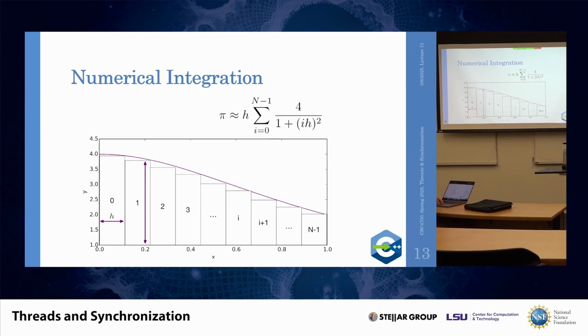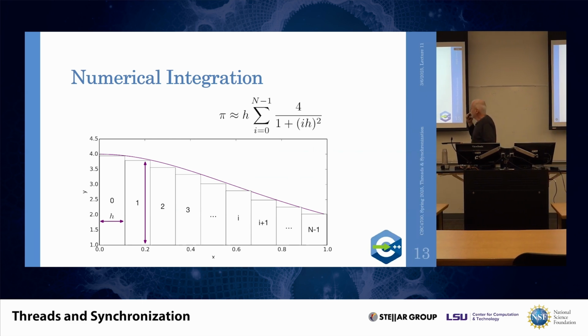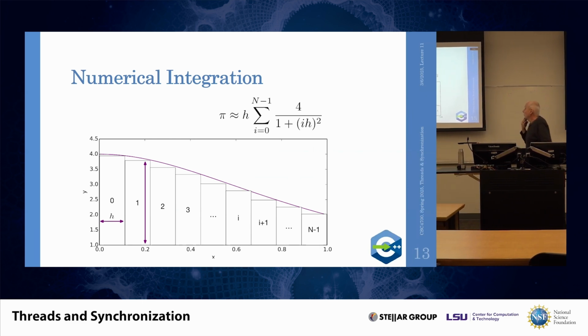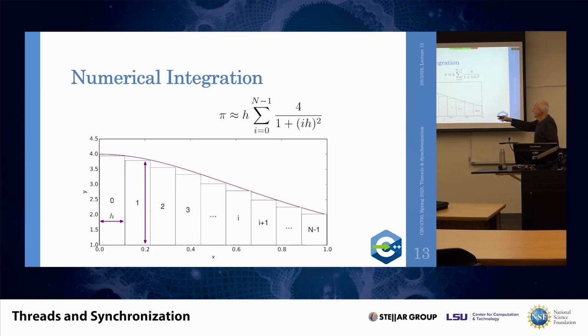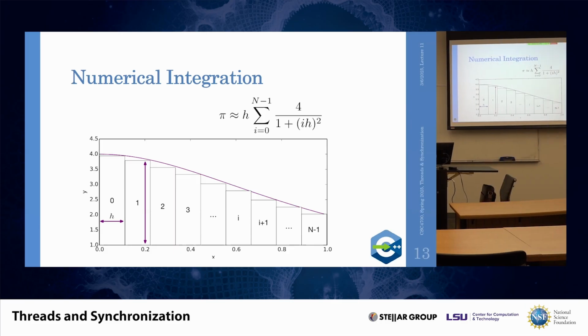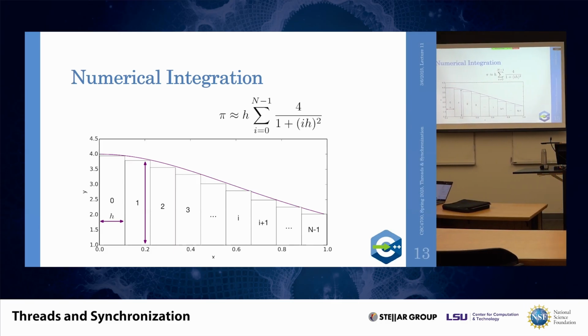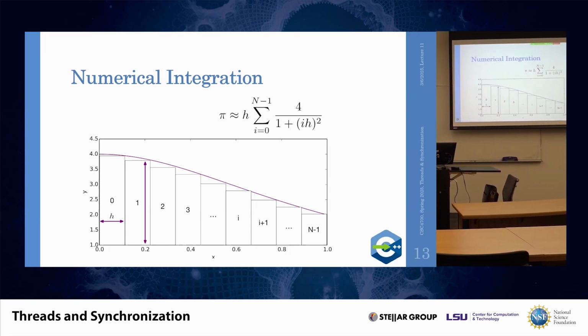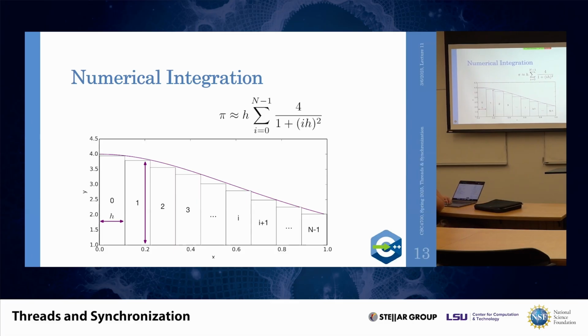Nothing surprising there. In other words, we can approximate pi by taking the sum of all of these rectangles, with i going from 0 to n minus 1, where n is the number of rectangles we want to create. And h is defined by the number of rectangles. It's just 1 over n, essentially. Okay.